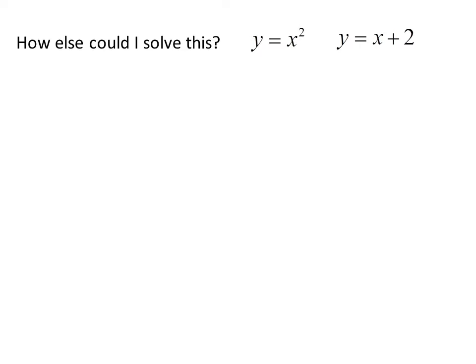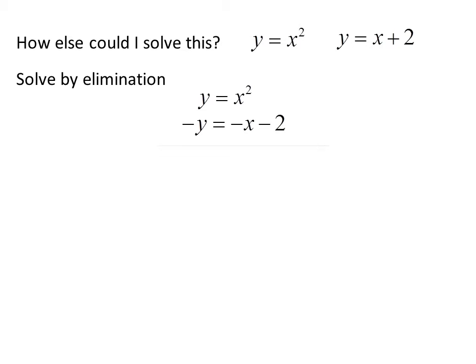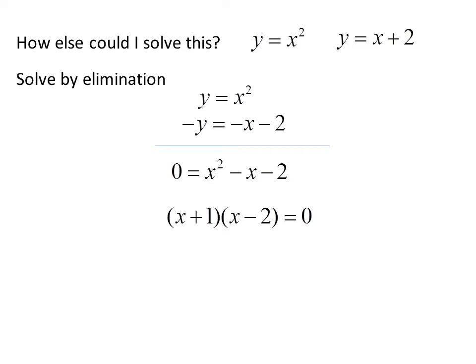So how else could you solve this system of equations? Well, you could solve it by elimination. So by elimination, you're going to add the two equations. You could put them in standard form if you want, but in this case, it really isn't going to matter. I'm going to multiply the second equation by negative 1 so that my y's will end up adding to 0. And I'll have x squared minus x minus 2. So now I have a quadratic equation. It's factorable. So I know that x is negative 1 and x is 2. Again, I'm going to substitute that back in to get my y values. And once again, I get negative 1, 1 or 2, 4.